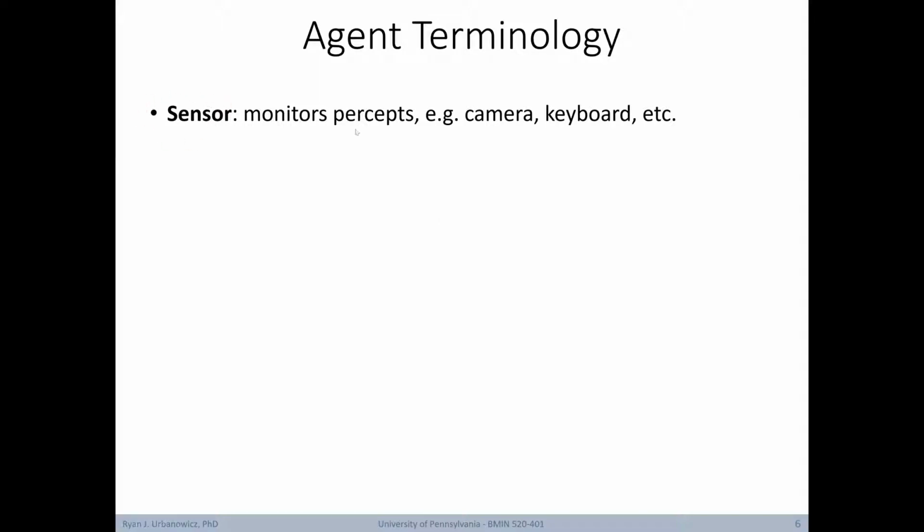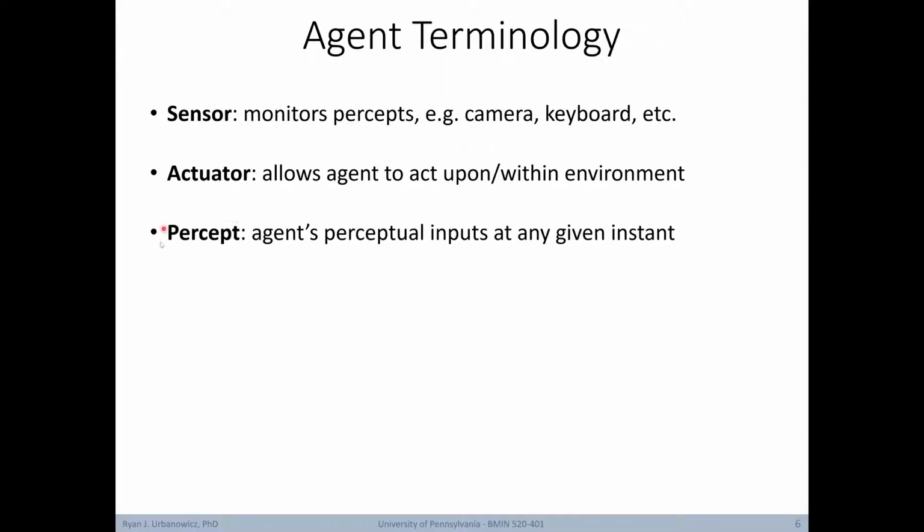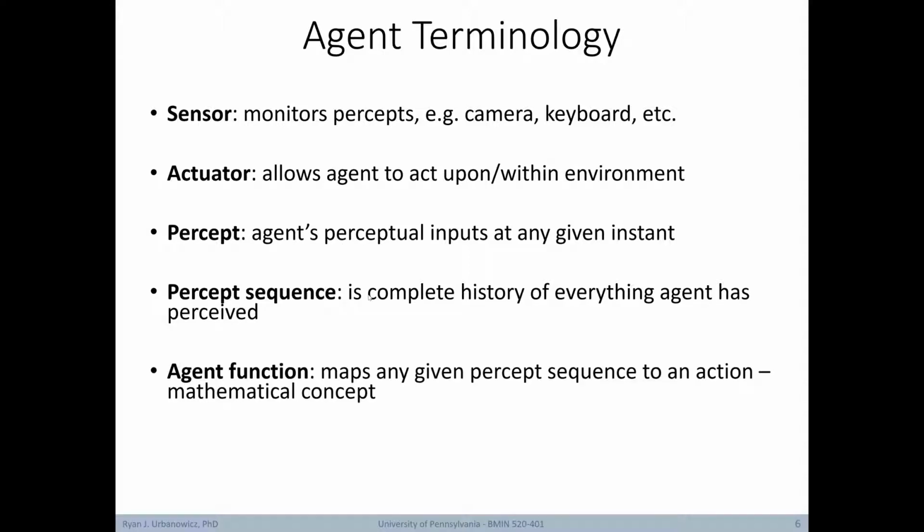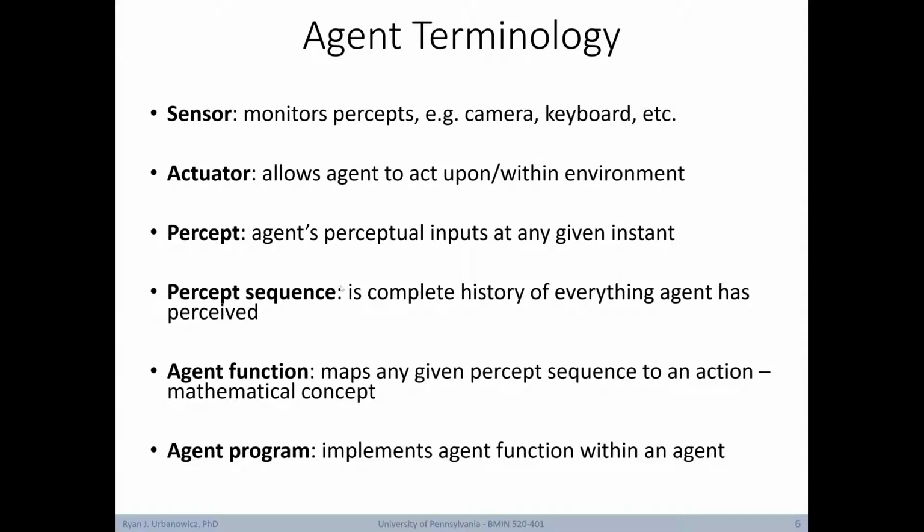First off, we have the sensor. This monitors percepts, and an example of a sensor could be a camera, a keyboard, or anything like that. An actuator allows an agent to act upon or within the environment. The percept mentioned above is the agent's perceptual inputs at any given instant. A percept sequence is the complete history of everything the agent has perceived. An agent function maps any given percept sequence to an action. This can be based on some mathematical concept or decision-making model. Then we have an agent program. An agent program implements the agent function within the context of a specific agent.